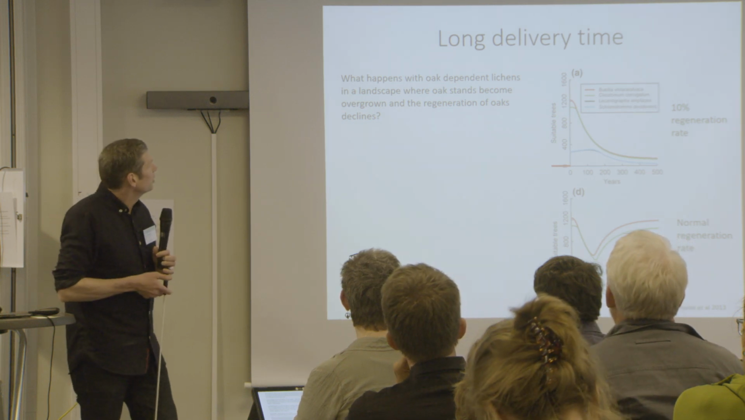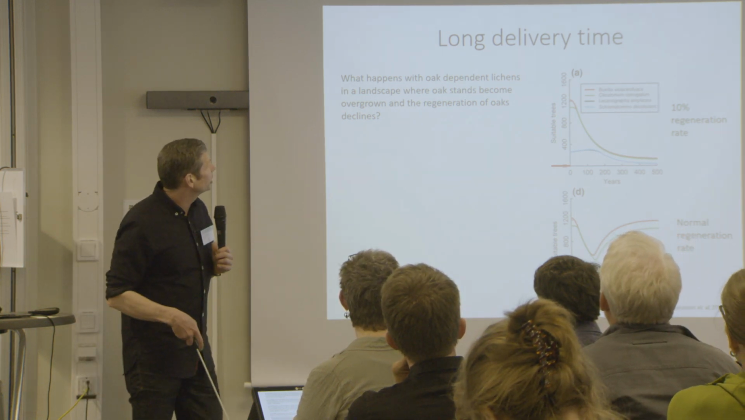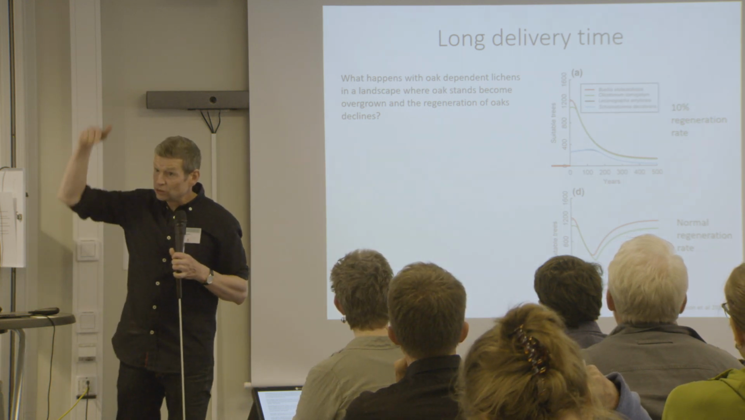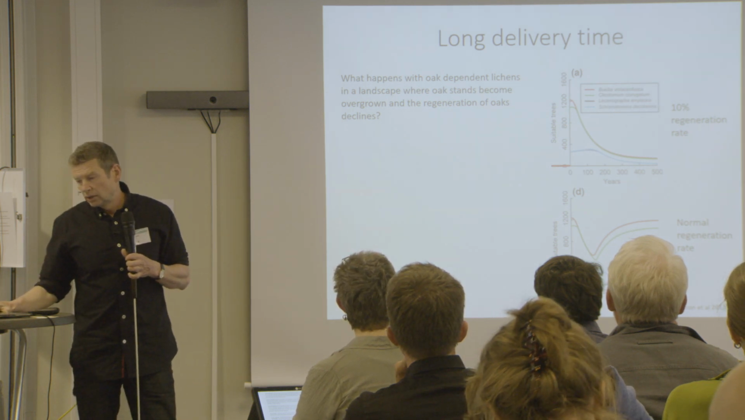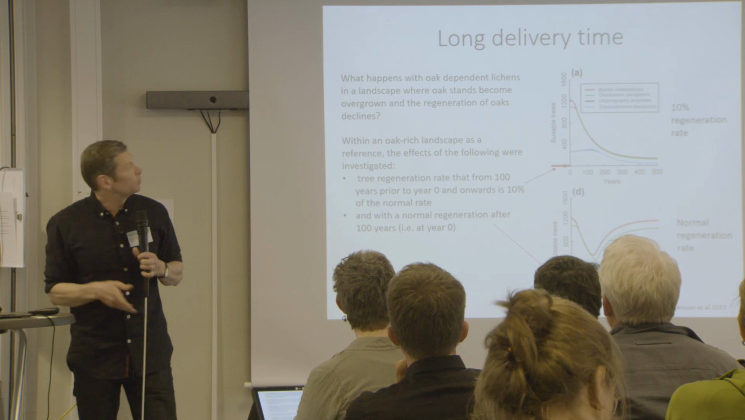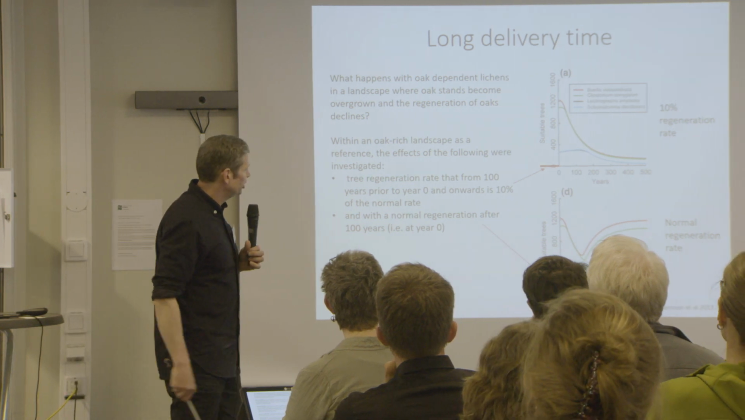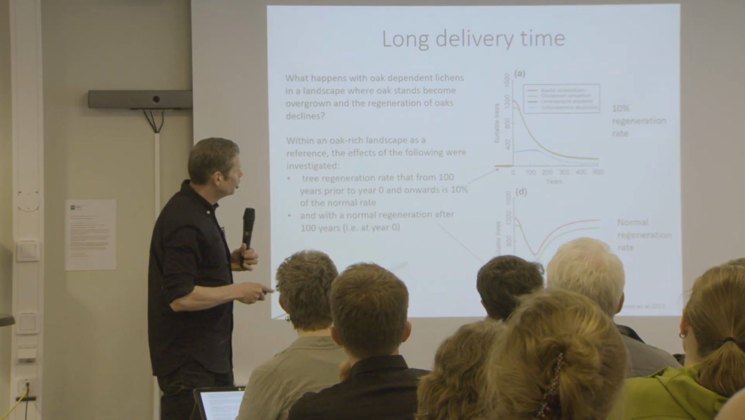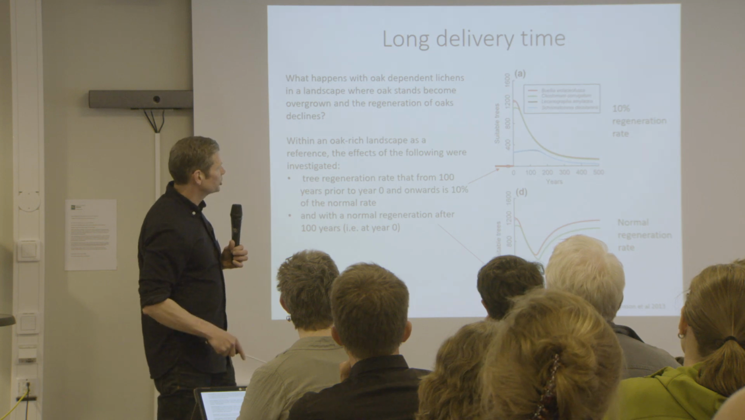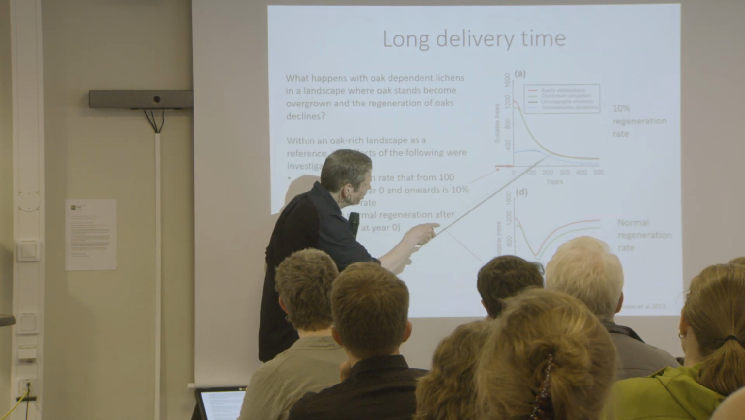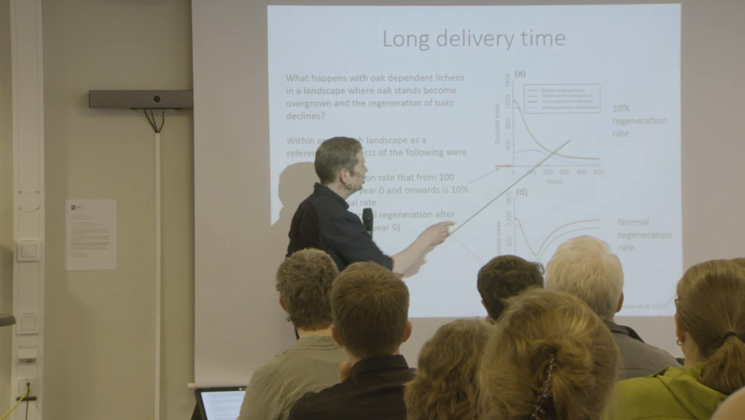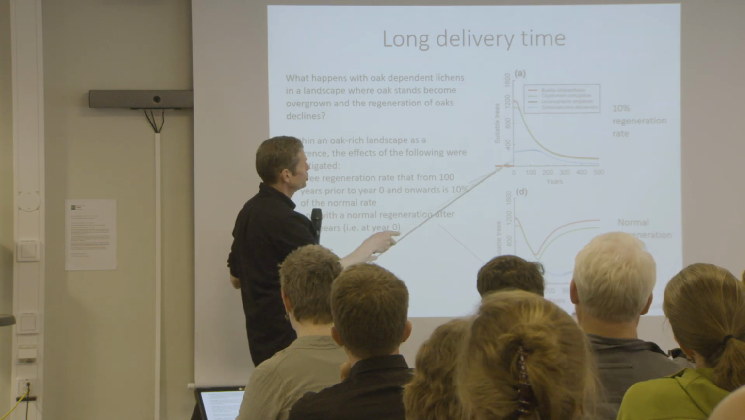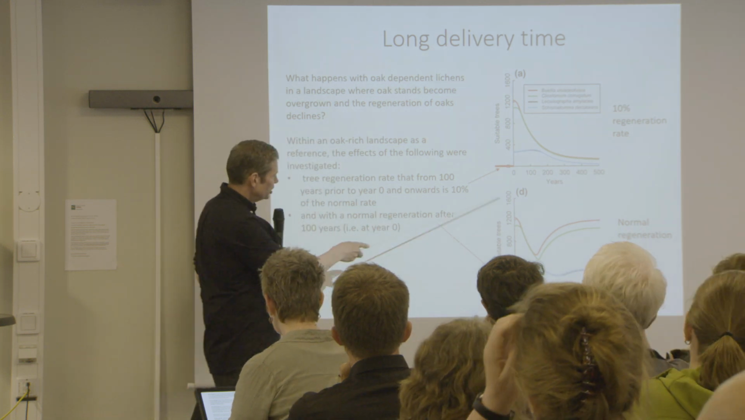And here is a study where I looked at what happens with oak-dependent lichens in a landscape where oak stands become overgrown and the regeneration of oaks starts to decline. Right, so we have an oak-rich landscape from the beginning. Actually, it started 100 years before this graph with a very low oak regeneration, only 10%. So what will happen with these species with a continuous low regeneration rate? We will continue to lose suitable trees. This is the interesting thing, of course.